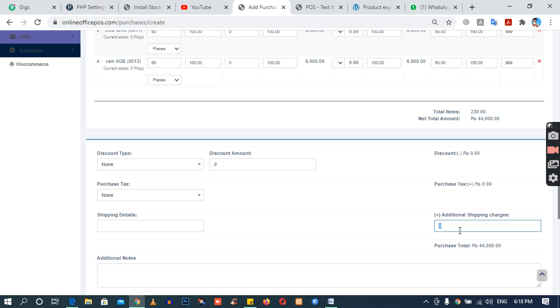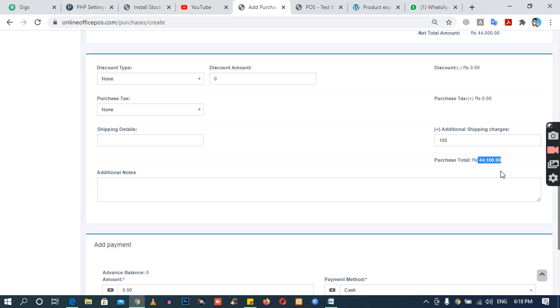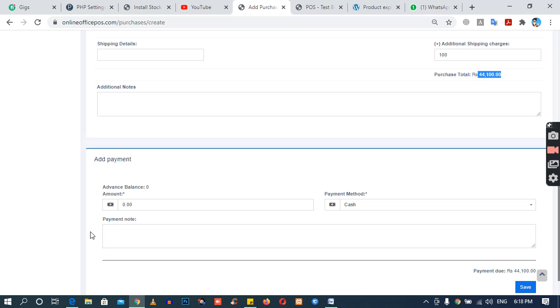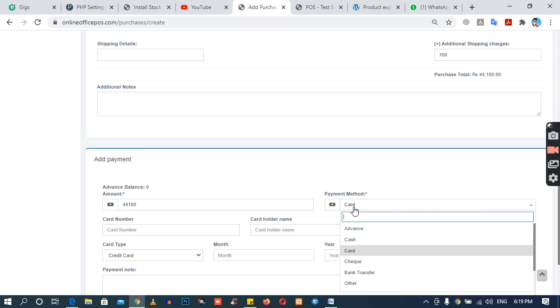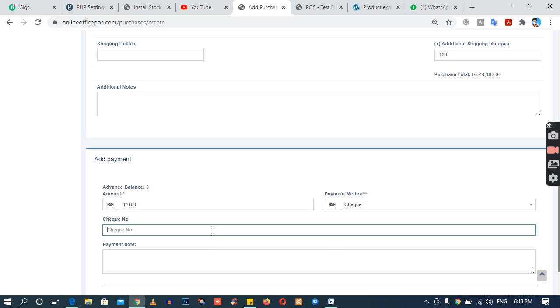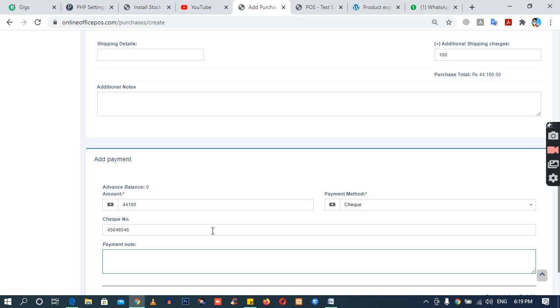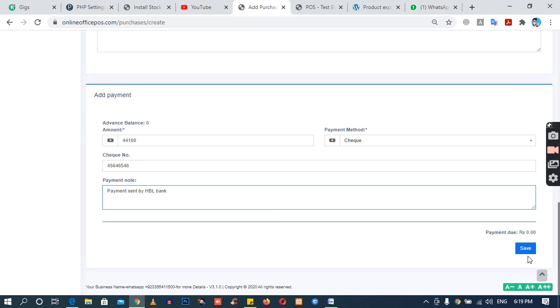So here are the shipping charges for this. For example, this is the shipping charges. The total bill is 44,100. So I am willing to pay this amount to our supplier. So I will create here 44100. I am giving this payment through card or through check, and this is my check number, and payment sent by HBL bank, for example, and we save it.